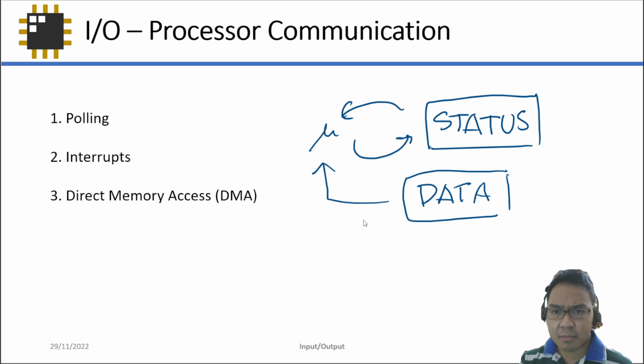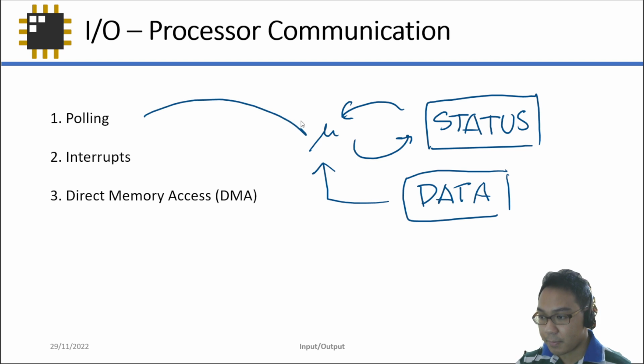So how does the processor communicate with our I/O devices? Well, let's see. Mu here is our processor. So for polling, this is what happens. The microcontroller keeps checking the status register. The status register will say whether or not the device is now ready to be read. This is for input devices. And when the status register says it's ready to be read, the microcontroller takes the data from the data register, and that's it.